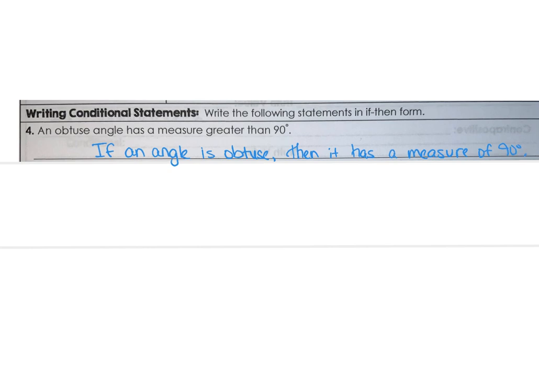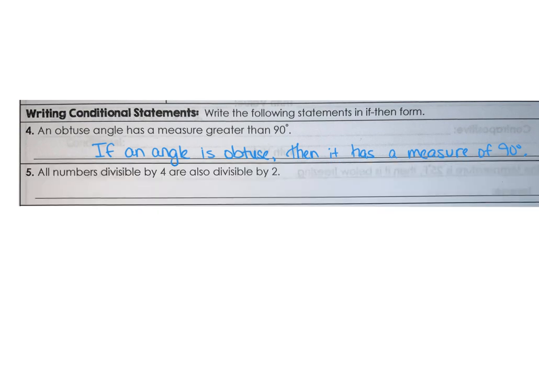So let's try number 5 on your handout. This says all numbers divisible by 4 are also divisible by 2. So if a number is divisible by 4, then it is divisible by 2.